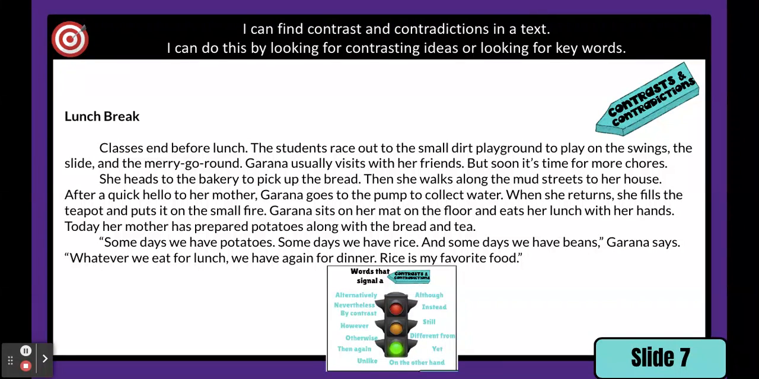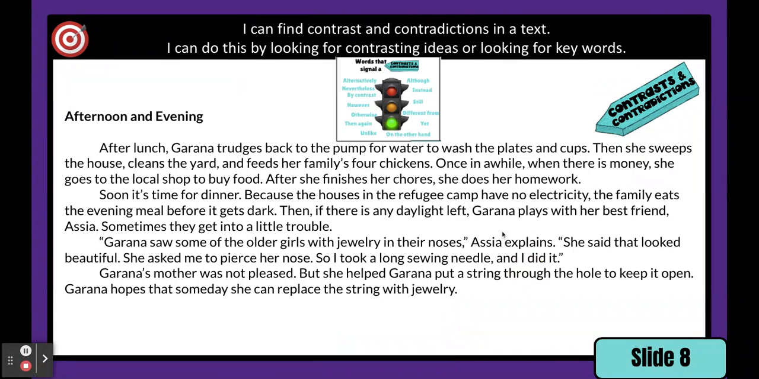"Some days we have potatoes, some days we have rice, and some days we have beans," Garana says. "Whatever we eat for lunch, we have again for dinner. Rice is my favorite food." Are you noticing any contrasts and contradictions to what you know?